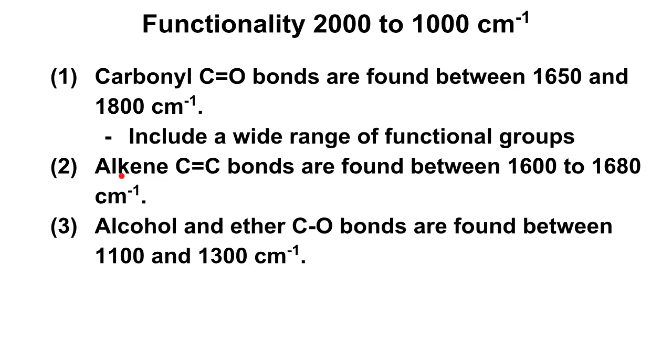So with an alkene, you're talking about your carbon-carbon double bond, and that's going to be found between 1600 and 1680. So notice we were doing triple bonds in the 3000 to 2000 region primarily, and now we're dealing with double bonds as we get here. And as we get to the lower end, we have alcohol and ether carbon-oxygen bonds, and they can be found as low as 1100 to 1300 when we're looking at those.